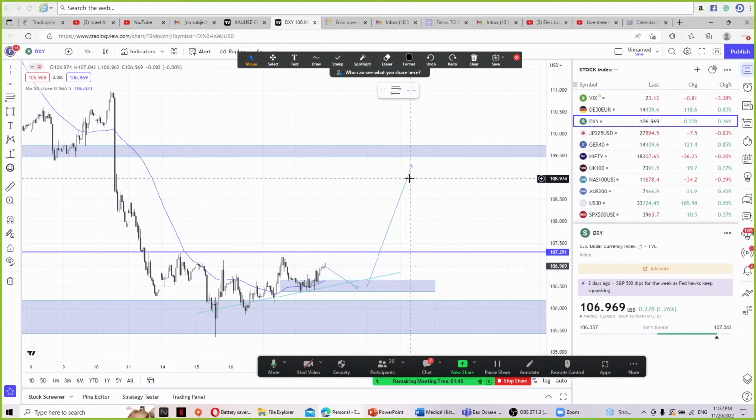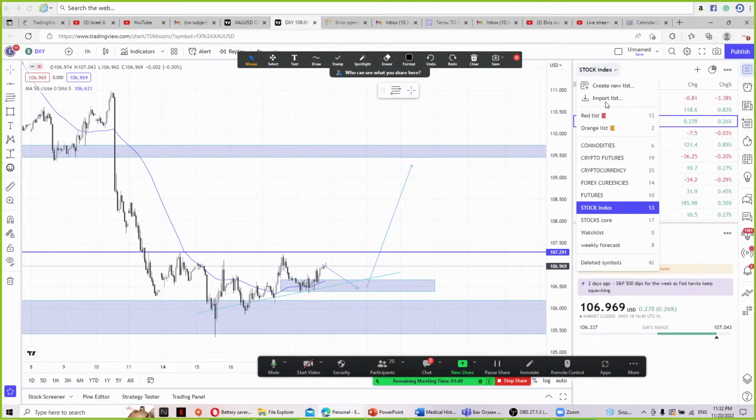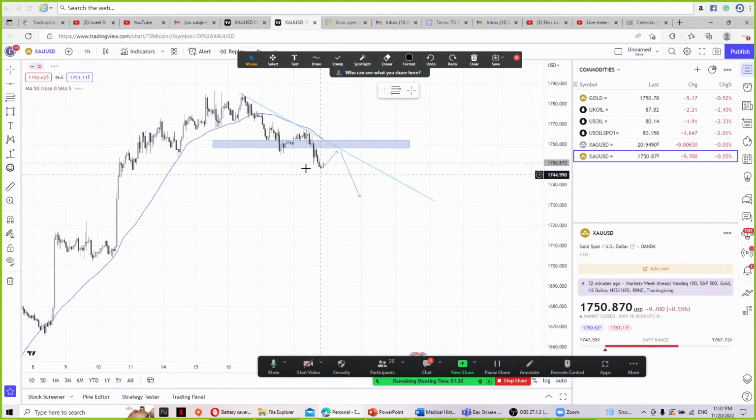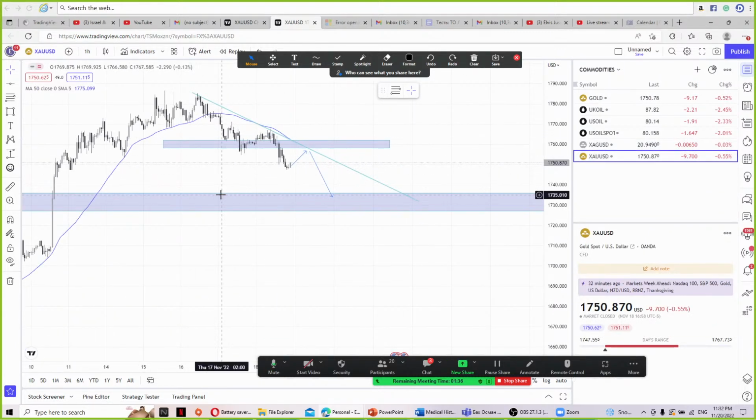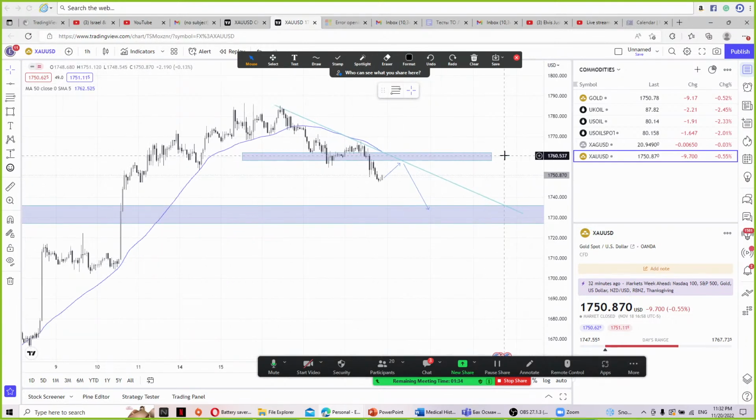All right, so that's that for DXY and the USD pairs. Now let's focus on gold. So gold, this is my prediction on gold. I want to see this happen on gold.